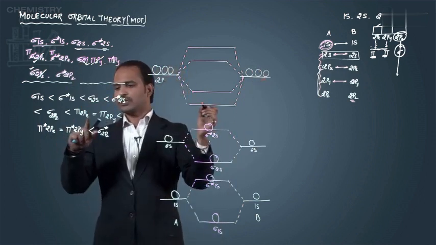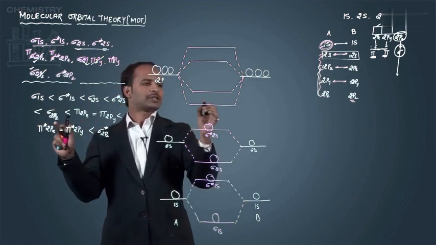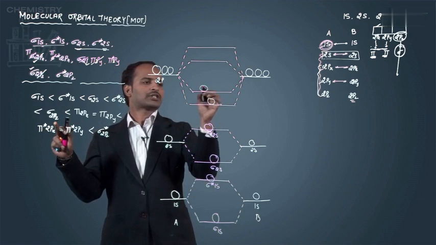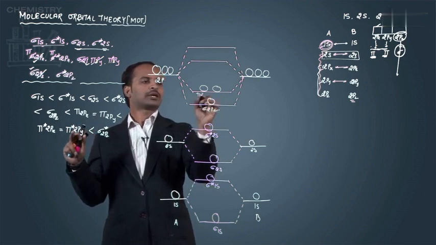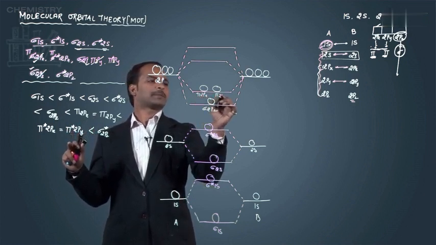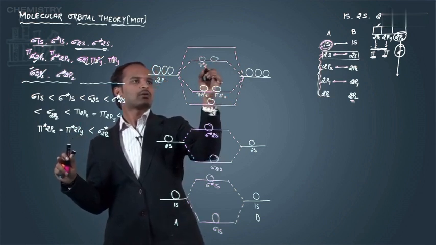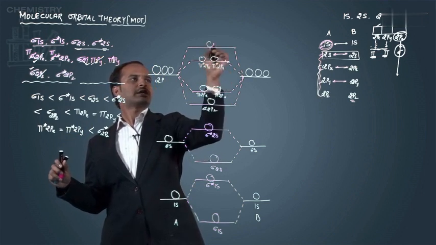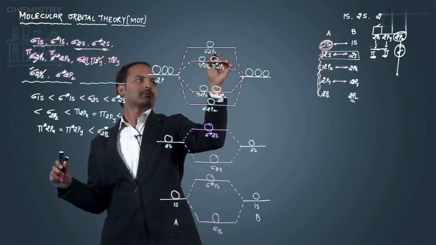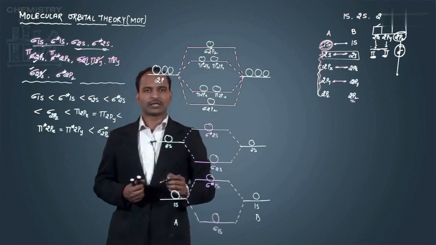In this case, sigma 2pz has the lowest energy level. Then the next level is pi 2px and pi 2py. Here we have pi star 2px and then pi star 2py, and finally here we have sigma star 2pz, anti-bonding. So this is the molecular energy level diagram.